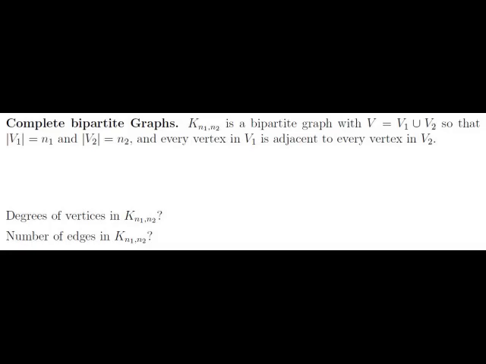Next we discuss a special type of bipartite graph, which is complete bipartite graph, and we'll encounter this type of graph often in this course. So K N1, N2 is a bipartite graph with the vertex set partition into V1 and V2, so that the size of V1 is N1, size of V2 is N2, and every vertex in V1 is adjacent to every vertex in V2. So the difference between a bipartite graph and a complete bipartite graph is all the possible edges that you can draw, you draw them, then you get a complete bipartite graph.